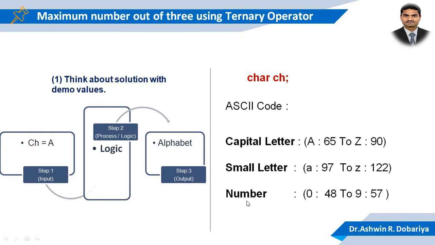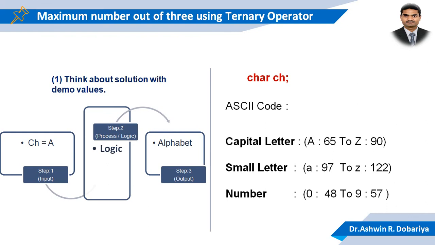Now the numbers also have ASCII codes. The number 0 has ASCII code 48. Similarly, 1 has ASCII code 49, up to the last digit 9, which has ASCII code 57. So we can say that number values have ASCII codes ranging from 48 to 57. Other than this, everything is considered a special symbol. Even space has an ASCII code, the enter key has an ASCII code, the escape key has an ASCII code. Every key, every character has a unique code.